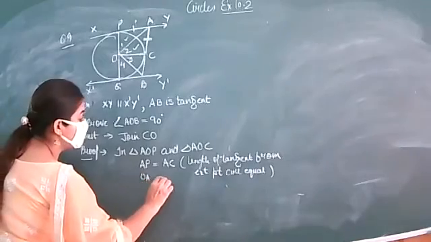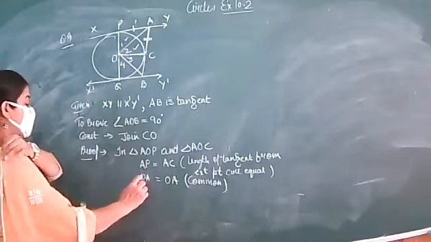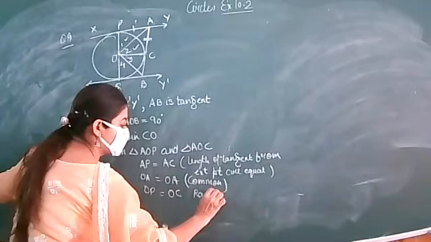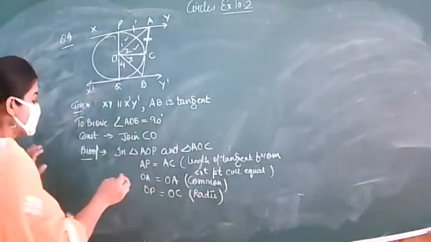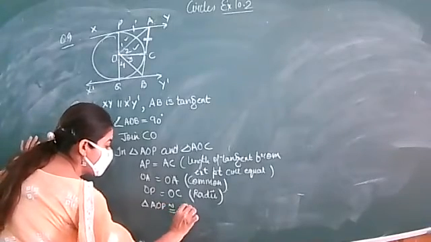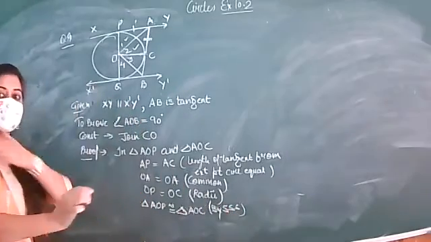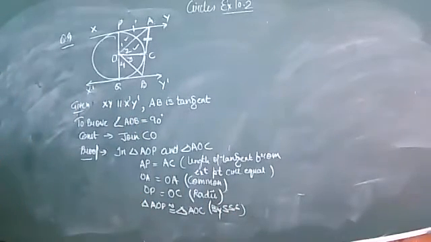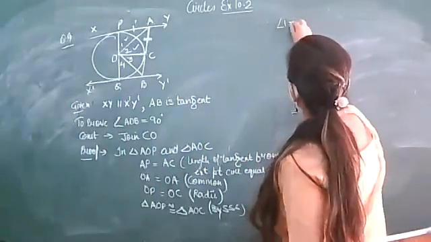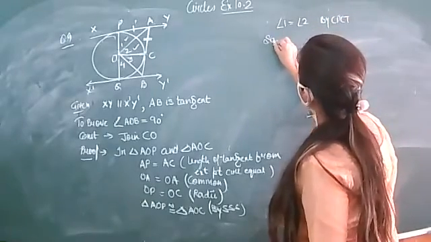OA is equal to OA, common. And third, OP is equal to OC, radii of the same circle. So these three things are equal. So triangle AOP is congruent to triangle AOC by SSS. If these two triangles are congruent, then angle 1 is equal to angle 2 by CPCT.